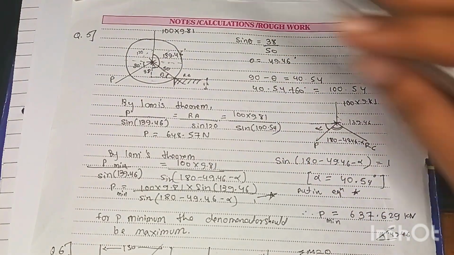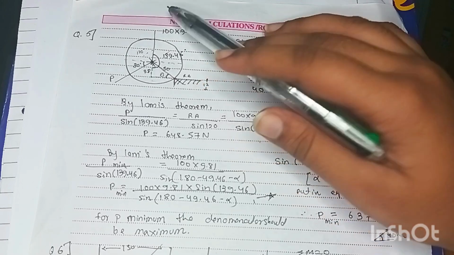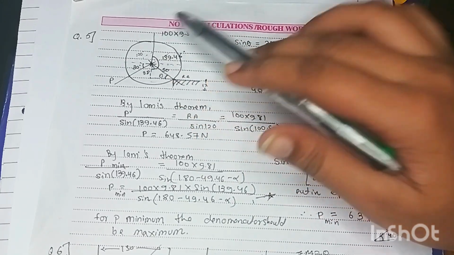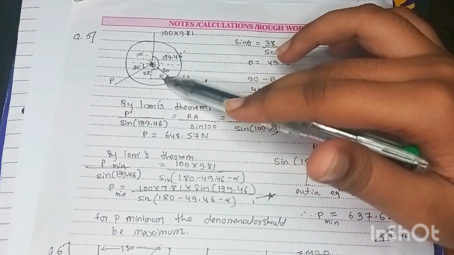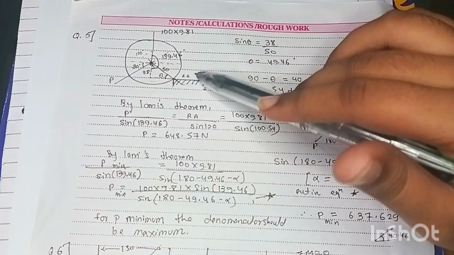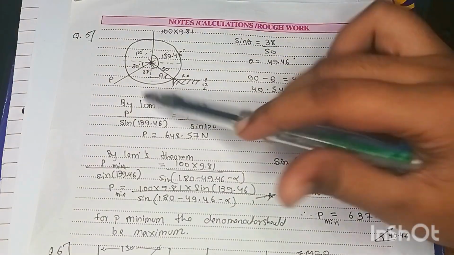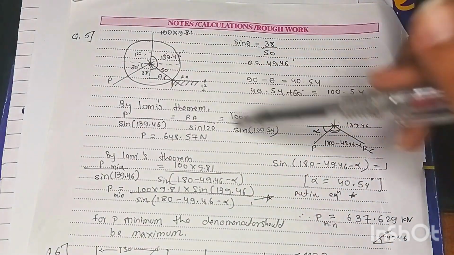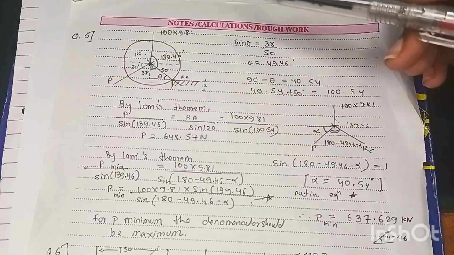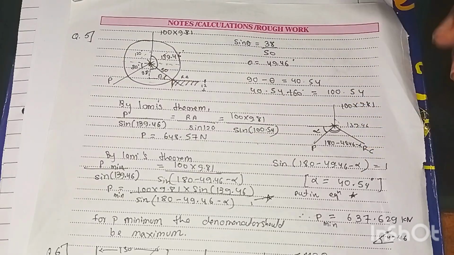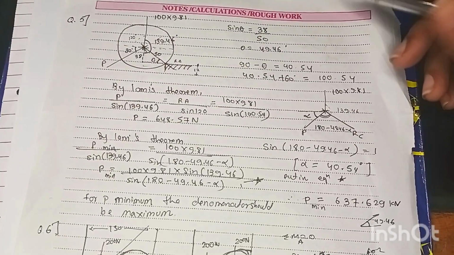So we have three angles and apply Lami's theorem over here. So P by this, 100 into 9.81 upon this angle, and there is no need for RA. If you want you can write. Now from here you can put into your calculation, you will get the value of P. Okay, now apply the Lami's theorem again for finding the value of P minimum.